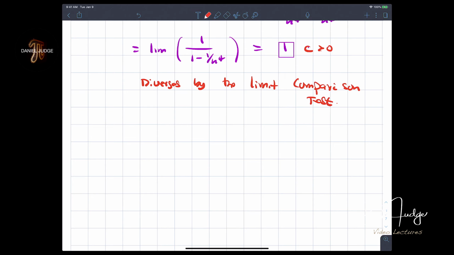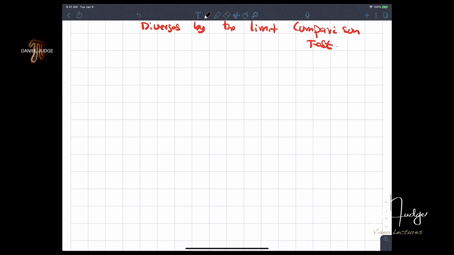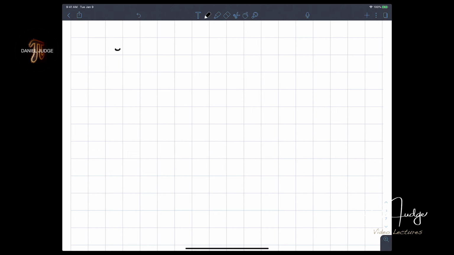And so what I just have to do now, ladies and gentlemen, is show you some examples of this limit comparison test and have you practice. Right? So here's another one. And I'm going to make a remark after I finish this one here.